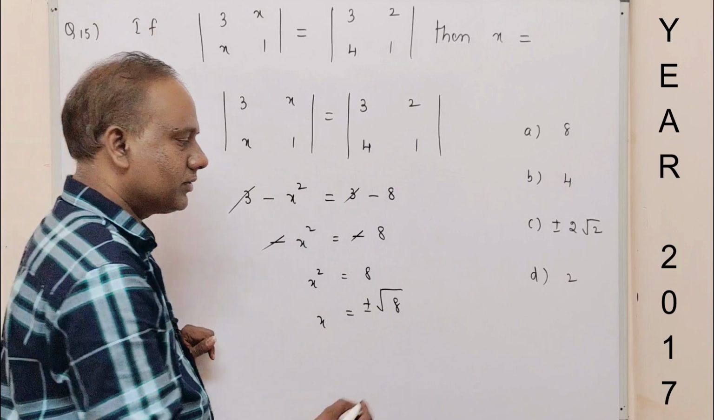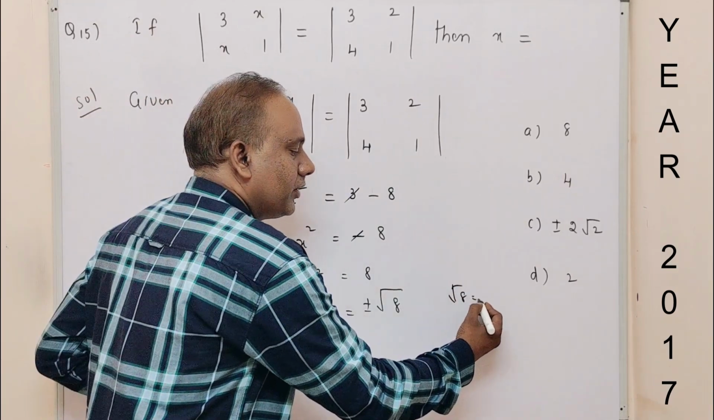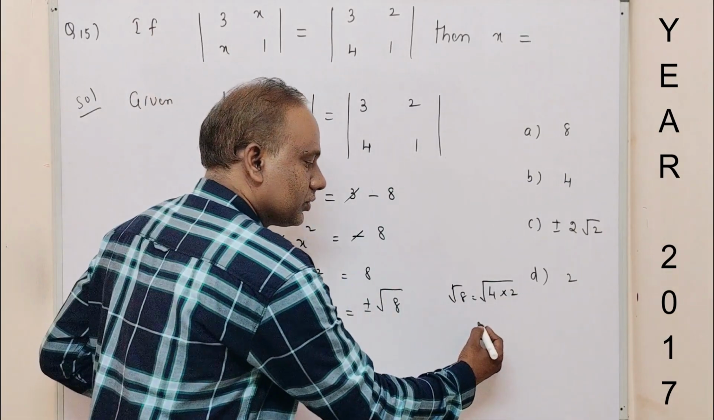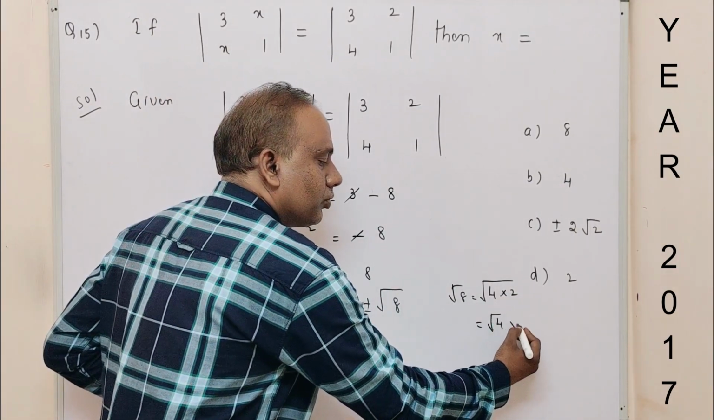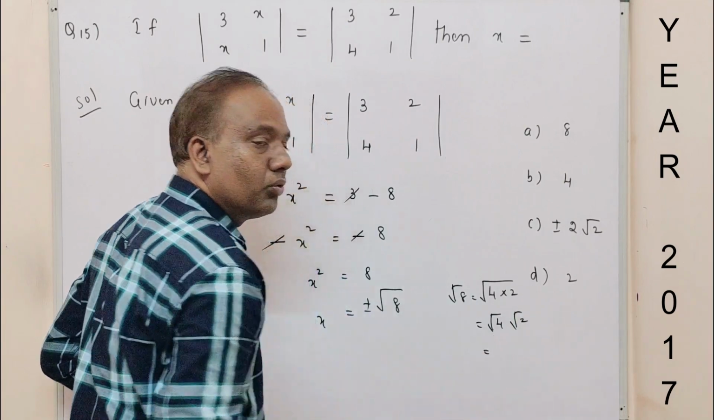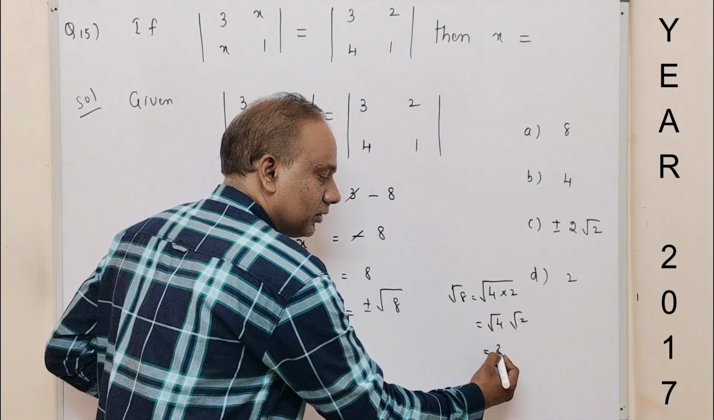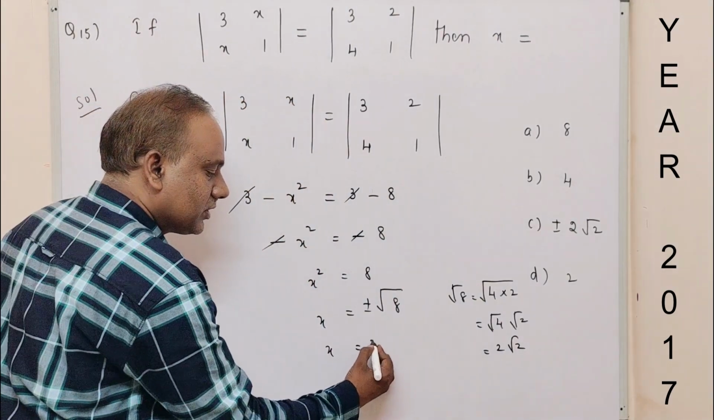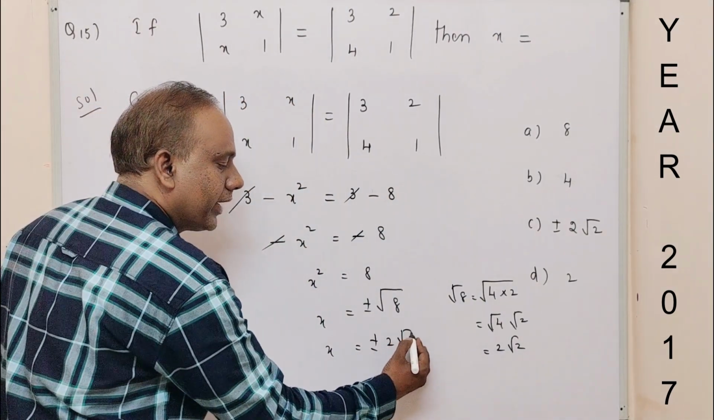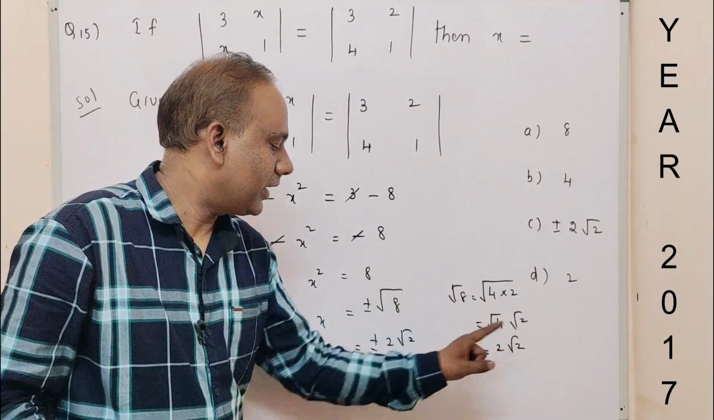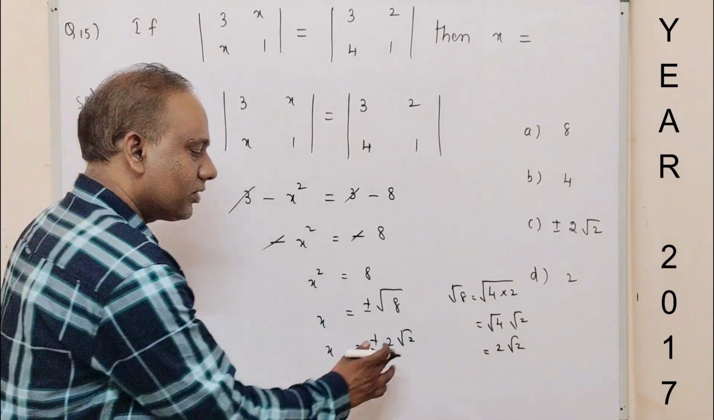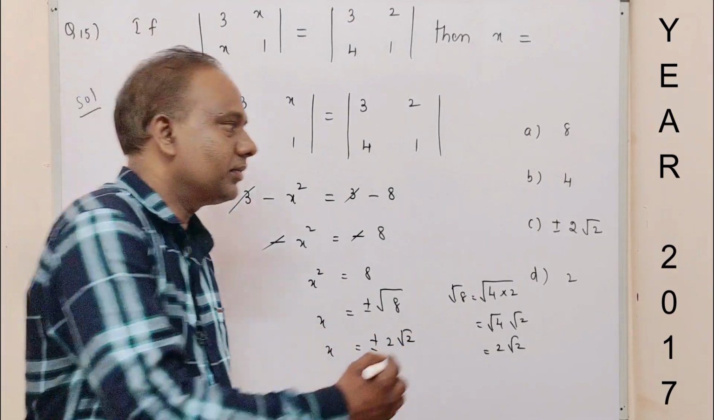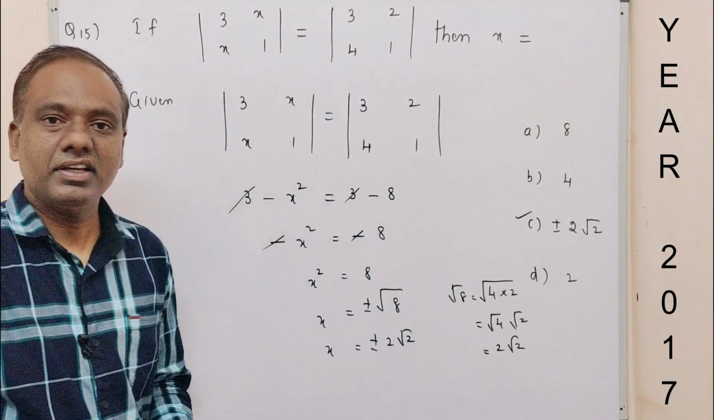Actually root 8 can be written as root of 4 into 2. So it can be written as root 4 into root 2. So root 4 value is 2. So 2 root 2. That means x is equal to plus or minus root 8, and root 8 can be written as 2 root 2. So plus or minus 2 root 2. So here option C is the correct answer.